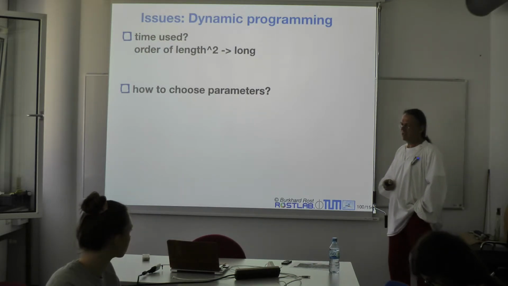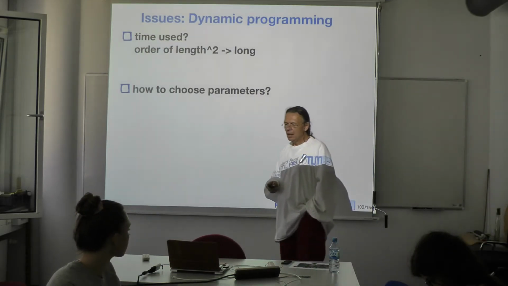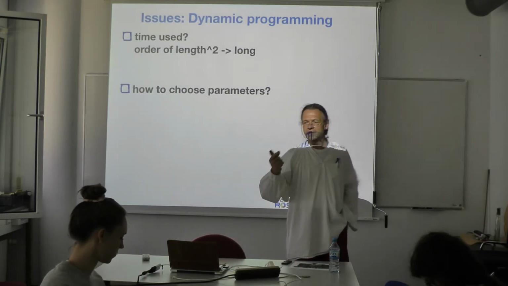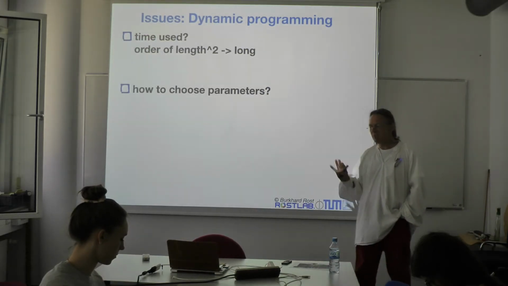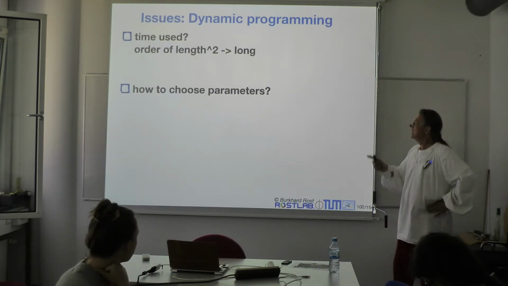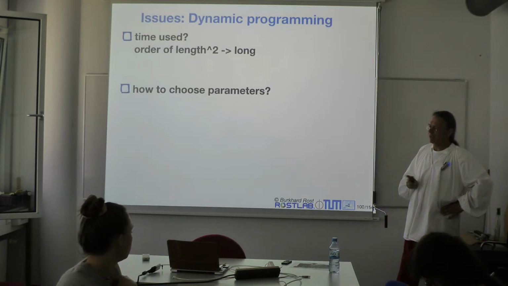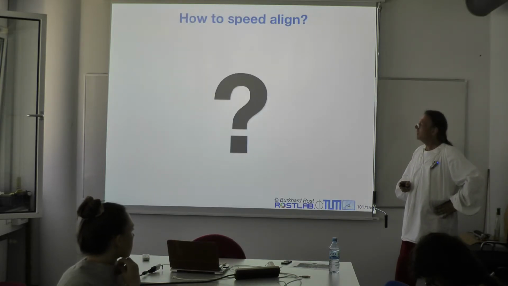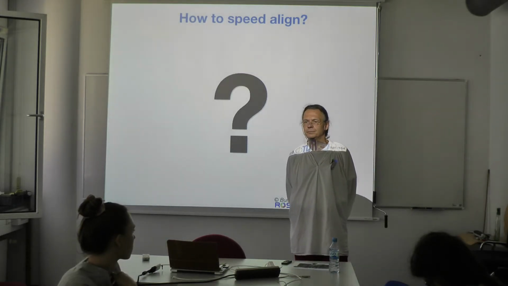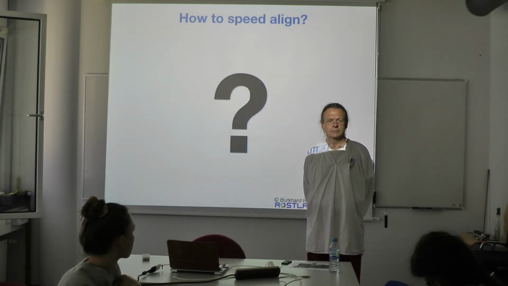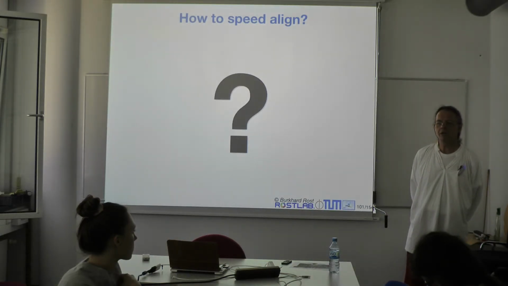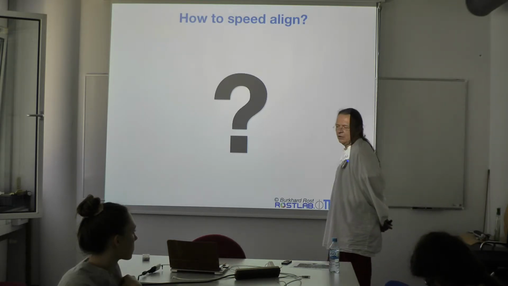By the way, there's another issue here. How to choose the best parameters, the gap penalty, how to choose the best matrix. Typically, the answer to this is only for people who do more details. I will get a little bit back to that, but that is where I leave it today. The major question really is, how can I speed up? Dynamic programming is accurate, it's good, it gives the optimal solution given an objective function, but it's too slow. What can I do? How can I speed it up?